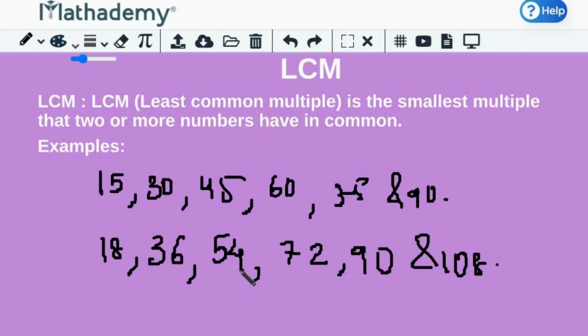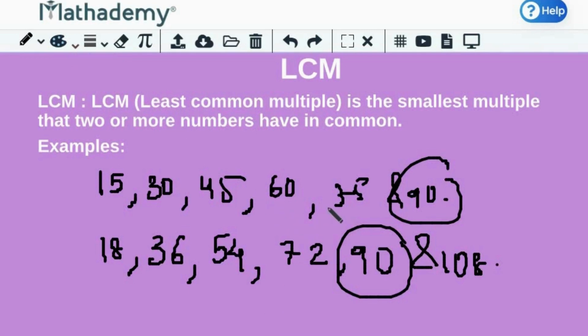We clearly see that 90 is the common multiple here. Also, 90 will be the smallest possible multiple that is common between the two numbers because all other common multiples will be greater than 90, and therefore the LCM of 15 and 18 is 90.